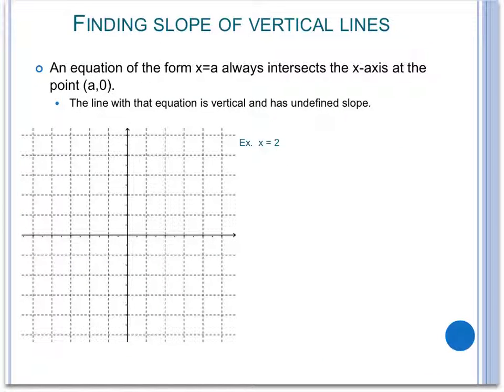Next, if we have an equation in the form x equals a, where a is any number, we know this is a vertical line at a. So in our example, x equals 2. We know this is a vertical line at x equals 2. Again, we can choose any 2 points on this line to find the slope. So let's choose (2, 0) and (2, 1).